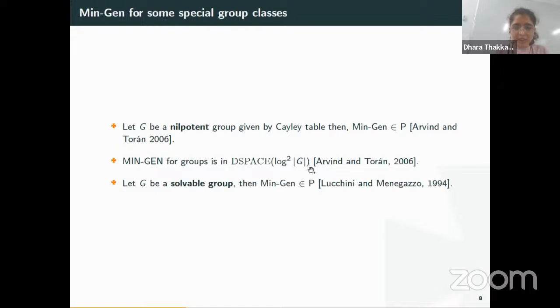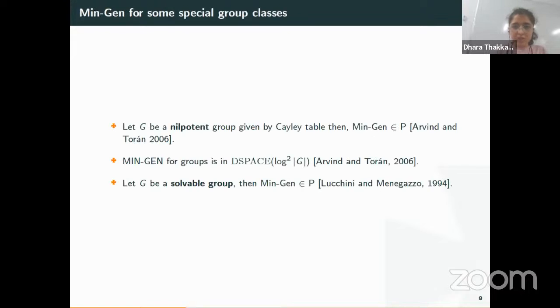But there is this result which says that if we have a group G which is a solvable group, then also the minimum generating set problem admits a polynomial time algorithm. This was proved by Lucchini and Menegazzo in 1994. In their paper, they have presented a practical algorithm, but if we analyze the running time, that is actually polynomial time. So those are the results that were known before we started working on this problem.